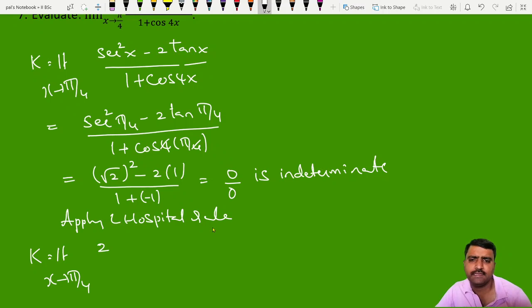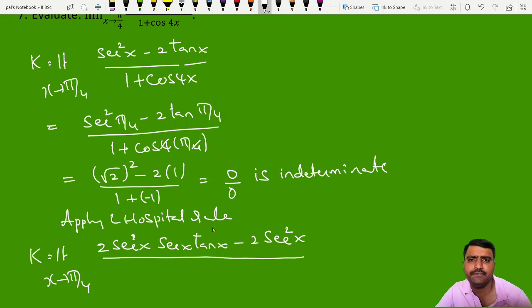differentiation of secant square x is 2 secant x, differentiation of its power secant square, so it is 2 secant x, and tan square gives 2 tan x. Again we have to differentiate secant x. Differentiation of secant x is secant x into tan x, minus 2 into differentiation of tan x, which is secant square x. This whole divided by differentiation of 1 is 0 plus differentiation of cos 4x, which is minus sin 4x into 4.